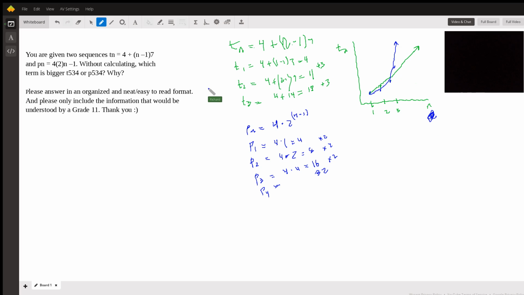I'm not going to write out the words for you. I'm going to leave that for you. But this is a fairly straightforward problem. And it covers the two most popular sequences, arithmetic and geometric.